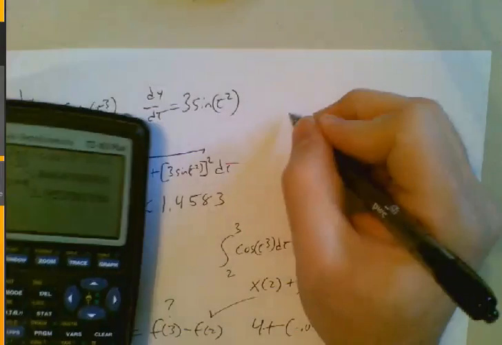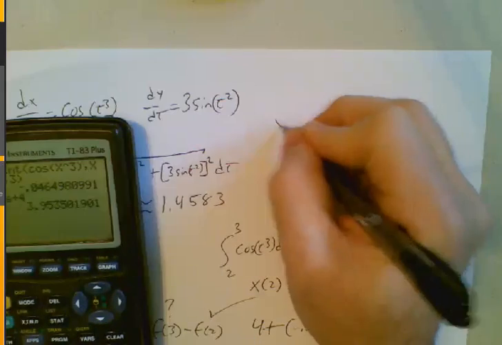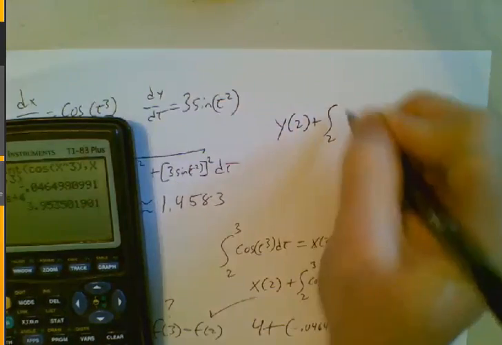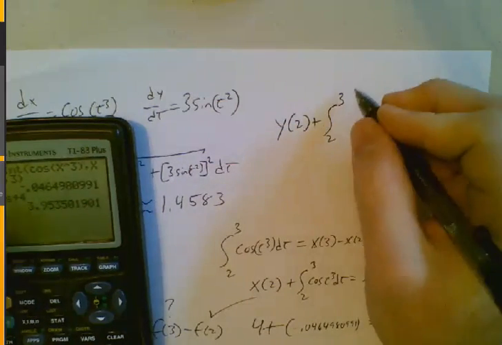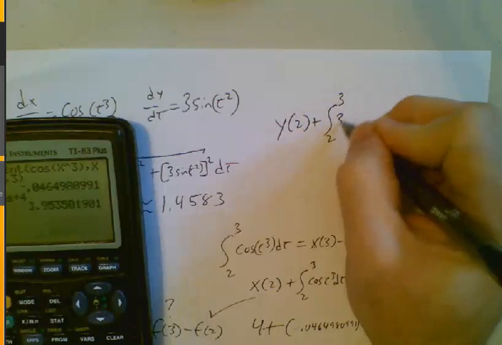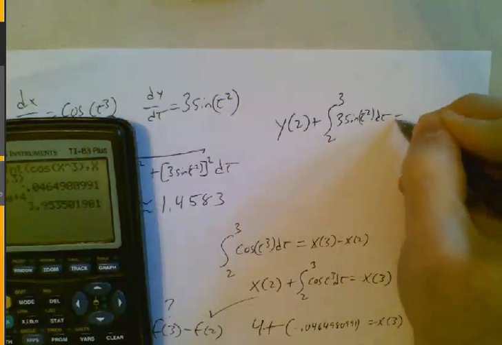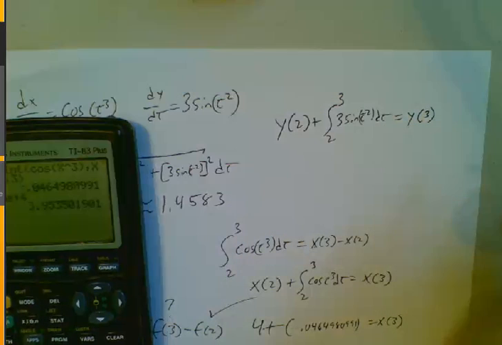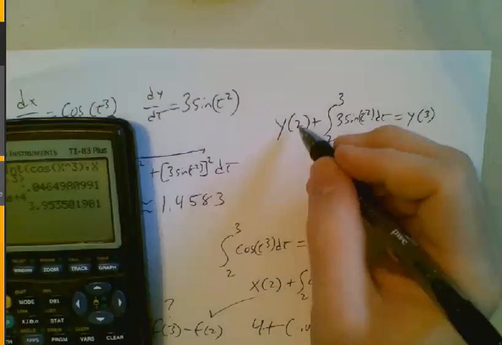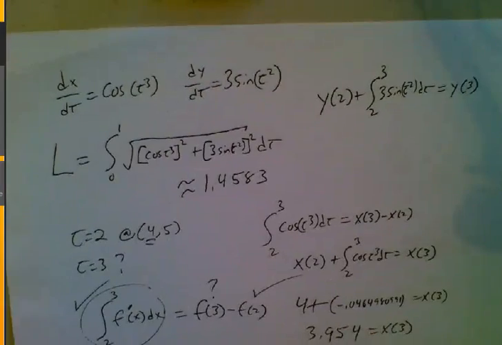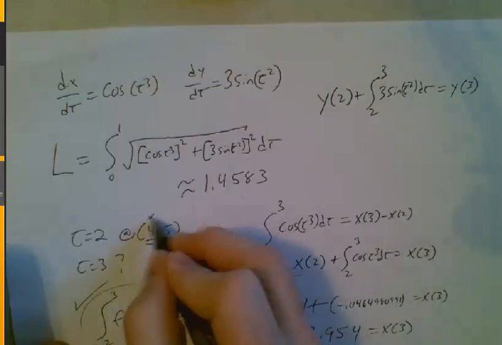Okay, got to do it one more time, but this time I'm going to do it for my y coordinate. So is it okay if I just write it like this? And my dy/dt is 3 sine of t squared. And that's going to equal my y of 3. Okay, basically I just copied the same exact thing I did down here, except for y. Y of 2, let's see, that is 5. Y of 2 is 5, right? This is x and y.